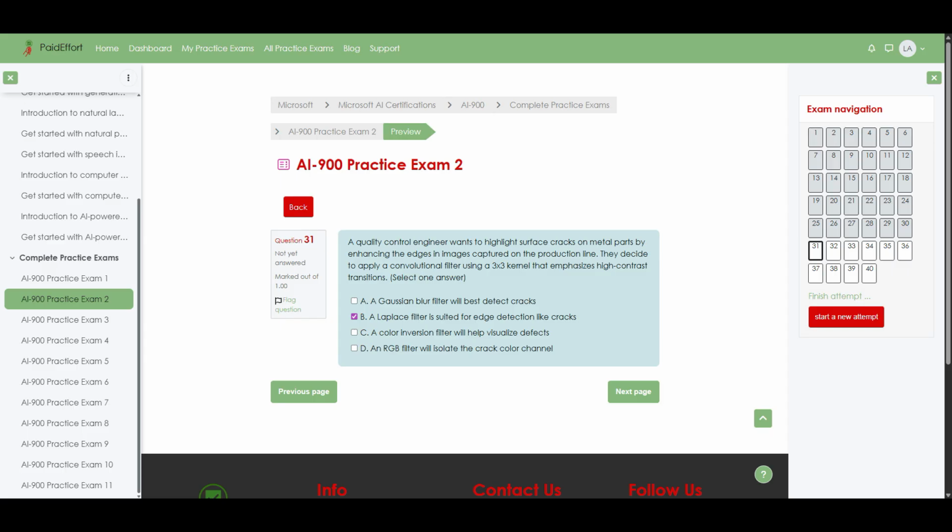Next, a Laplace filter is designed specifically to enhance regions with rapid intensity changes. These sharp transitions in pixel values are characteristic of edges and cracks, making Laplace filters highly effective for detecting such defects.